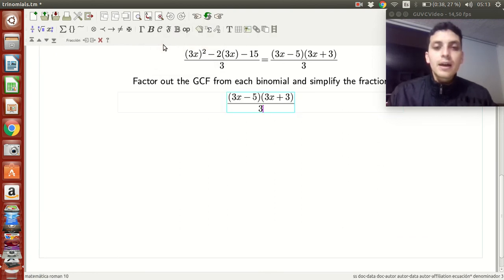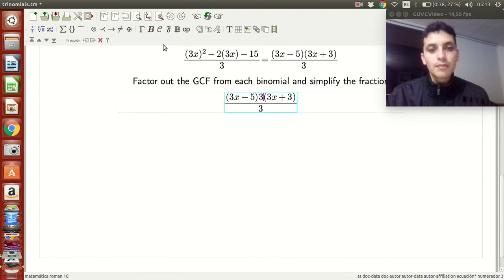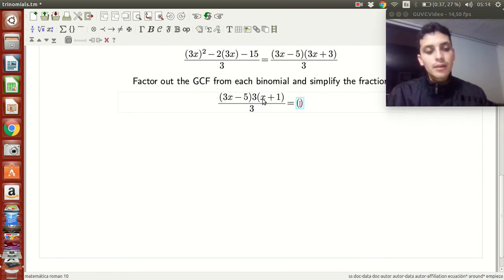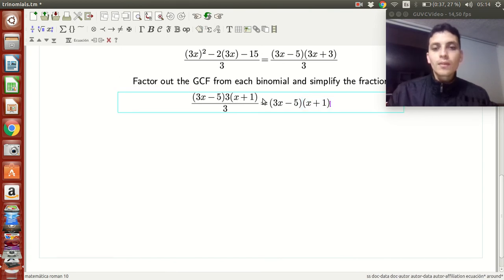Now, which one is the GCF here? 3. So we can factor out the GCF: 3 times x, 3x, and 3 times 1 is 3. Simplify, so we can simplify the fraction. And finally we have 3x minus 5 times x plus 1.